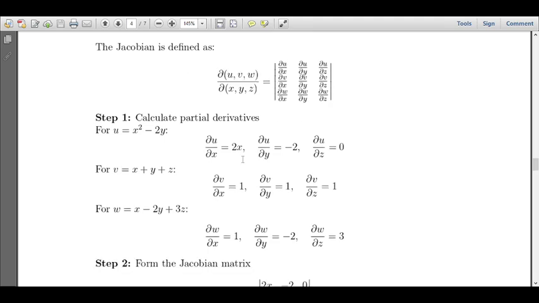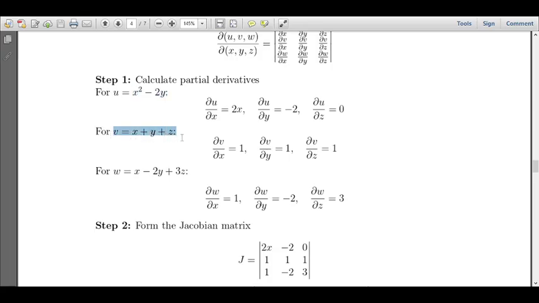Same thing, ∂u/∂x is 2x, since with respect to x, y constant, so here differentiation 0, differentiation of x square is 2x. Similarly, ∂u/∂y, with respect to y, x term constant, so here differentiation 0, differentiation of minus 2y is minus 2. And ∂u/∂z means with respect to z, x, y constants, therefore ∂u/∂z is 0.